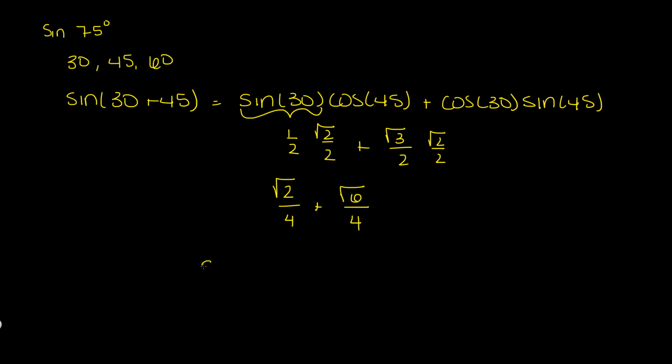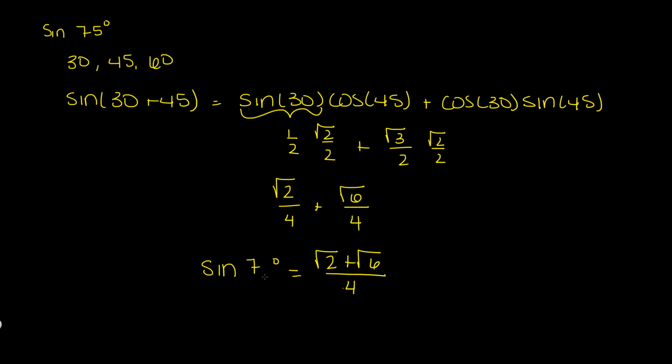Here we're pretty much at the end because we actually cannot combine the square root of 2 and the square root of 6. That does not make the square root of 8. Those stay separate. But what we can do is combine them over the same common denominator.